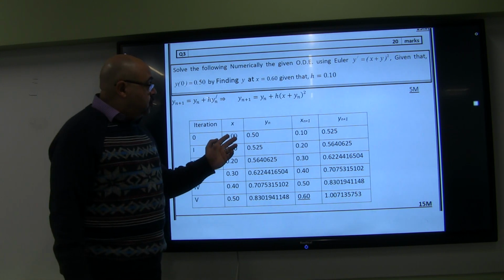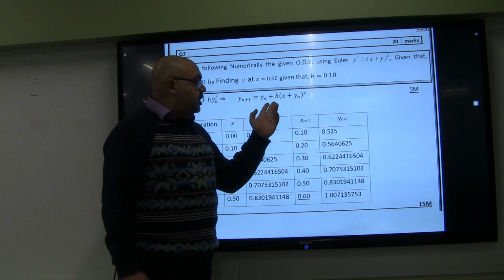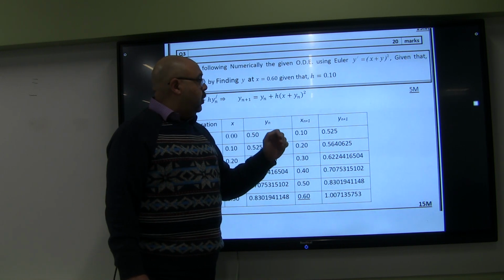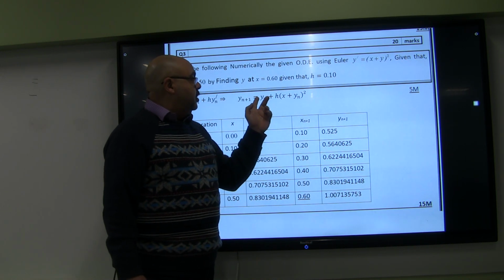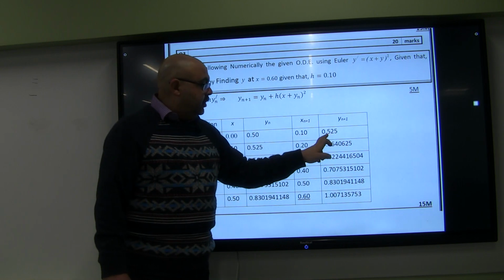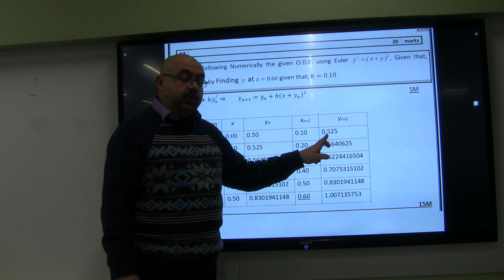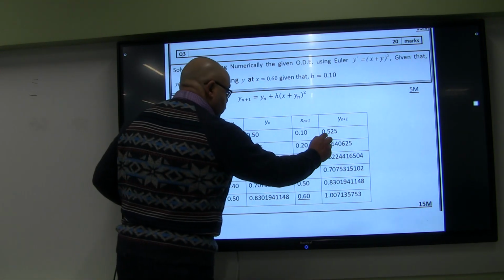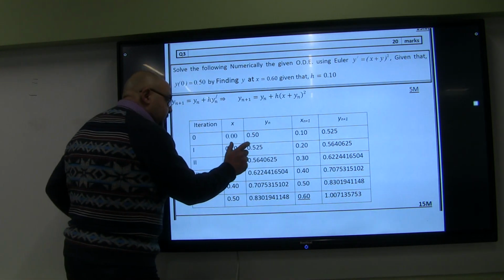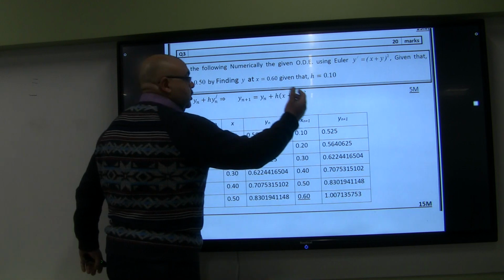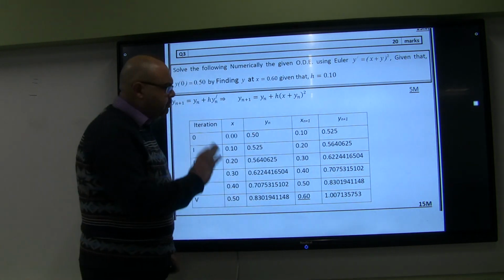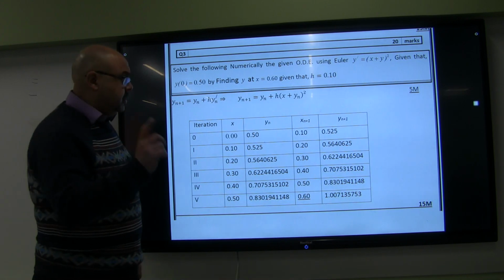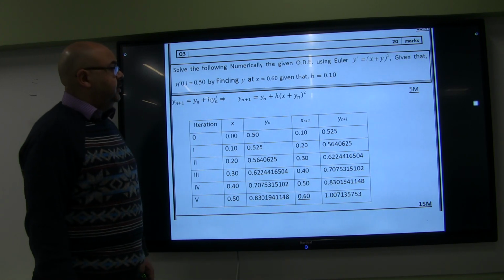I will take these two values, substituting here in the iterative equation, replacing x by 0 and y by 0.5, and you will end up having y equal 0.525. Then I will start taking 0.525 and 0.1, and I will insert them in x n and y n, getting the new points and so on. Most of you got this correctly. Please study Runge-Kutta. It's a probable method to be covered in the final exam.